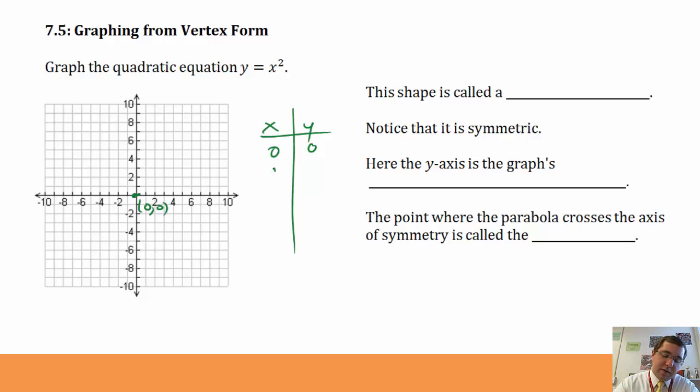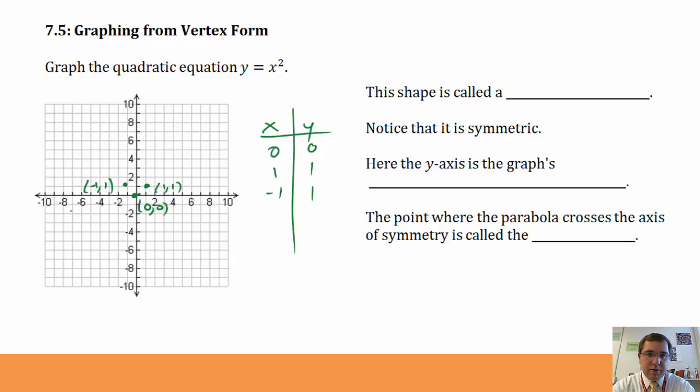What is y when x is 1? Well, 1 squared is 1, so y is 1. Alright, so I've got the point 1, 1. What is y when x is negative 1? Well, negative 1 squared is positive 1. Alright, so negative 1, 1 is on my graph.